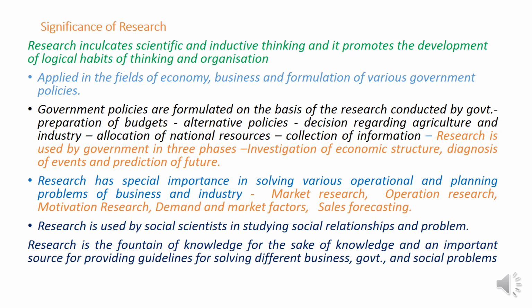Third point is research is used by social scientists in studying social relationships and problems. For example, there are so many social issues. For example, alcoholism and family issues. So, the researcher, social scientists can conduct a detailed study regarding the influence of alcoholism and family issues and identify whether there is a positive or negative relationship between these concepts, these aspects. They can identify some problem also.